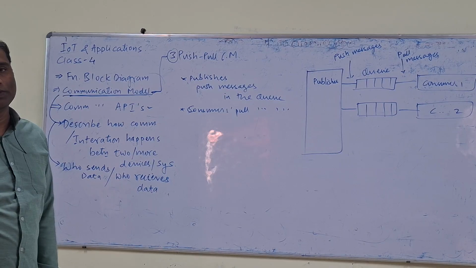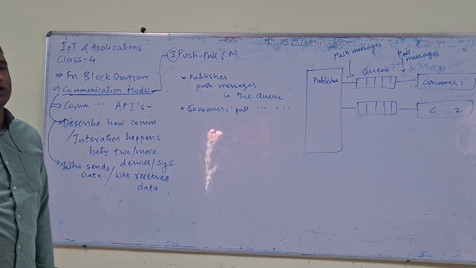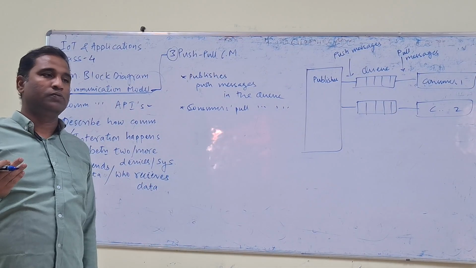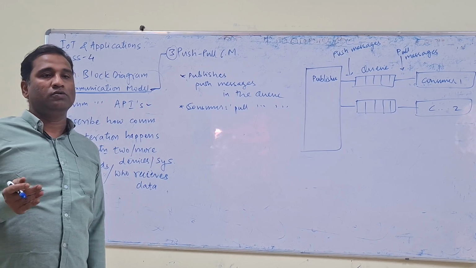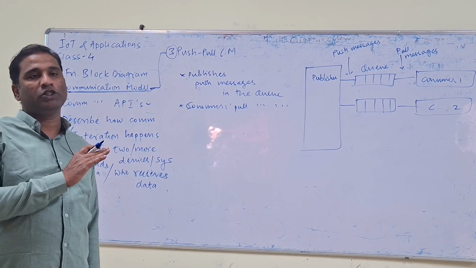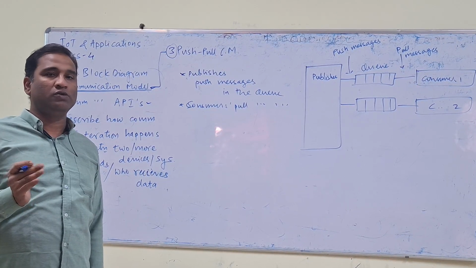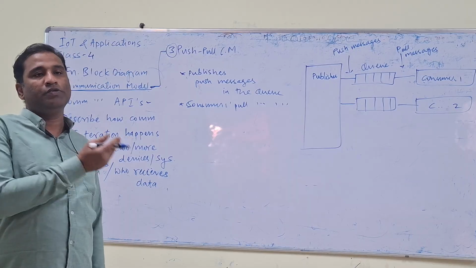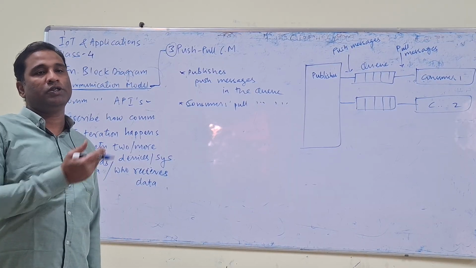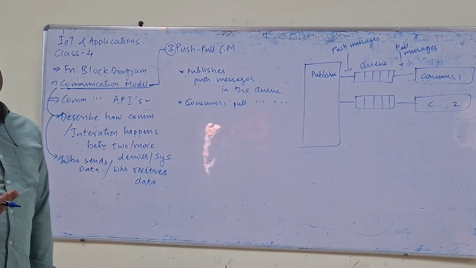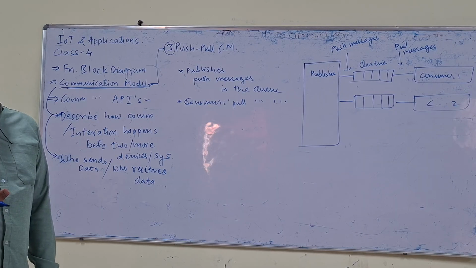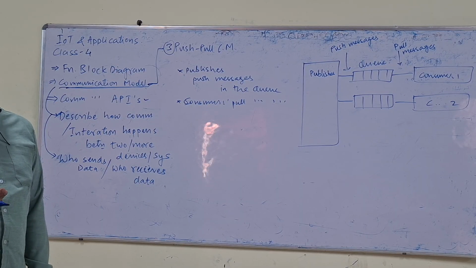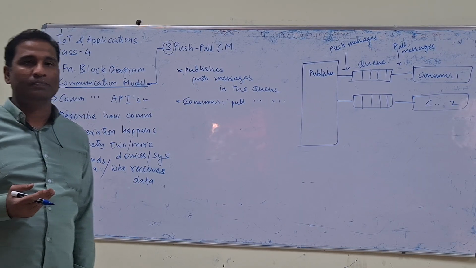First message. Why this model? Why this communication model? Wasn't the first communication model, the request response model, or the publish subscribe model good? Why did we design this? What was the reason? Ordering of messages.